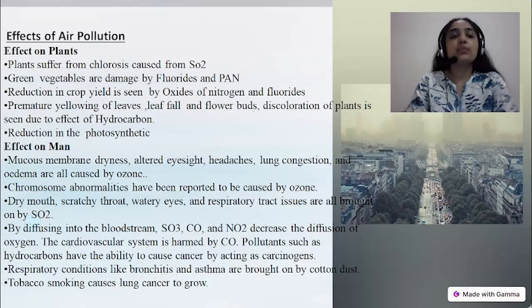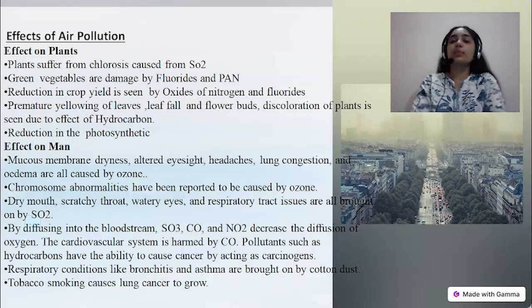Next, by diffusing into the bloodstream, SO3, CO, and NO2 decrease the diffusion of oxygen. The cardiovascular system is harmed by CO. Pollutants such as hydrocarbons can cause cancer by acting as carcinogens. Respiratory conditions like bronchitis and asthma are brought on by cotton dust. Tobacco smoking causes lung cancer to grow. So, these are the harmful effects of air pollution on plants as well as on men.